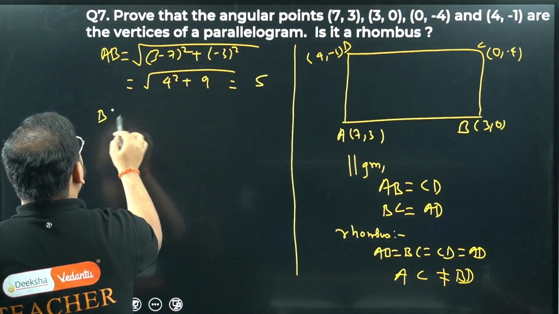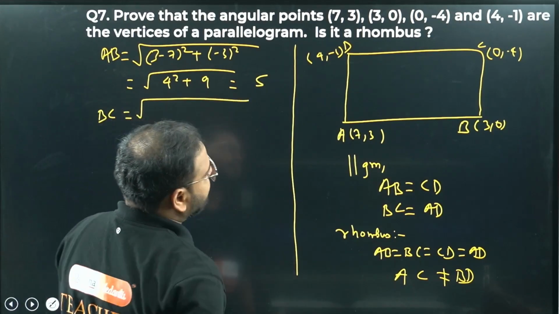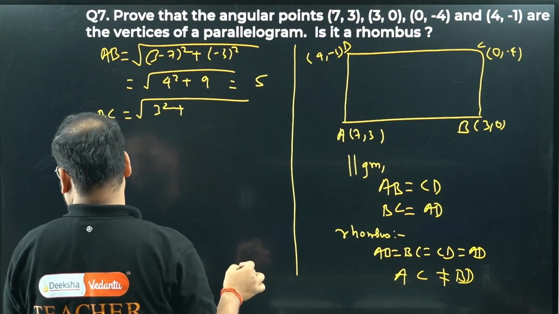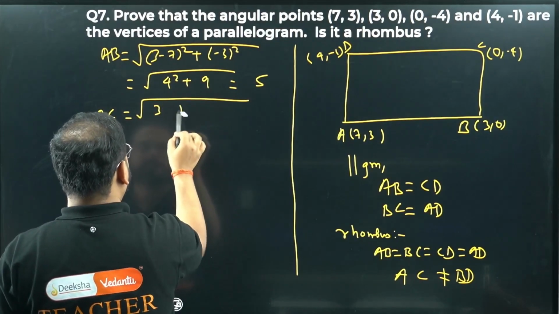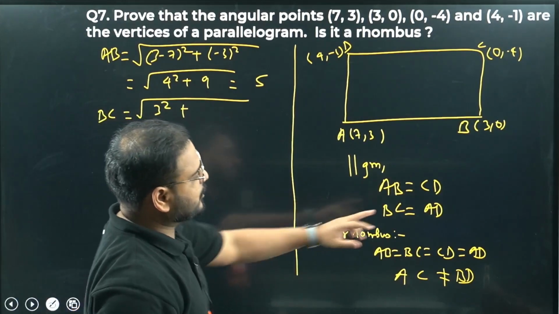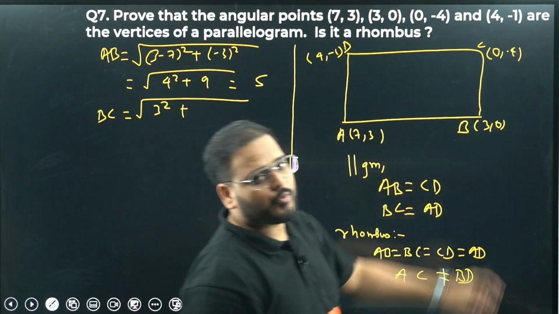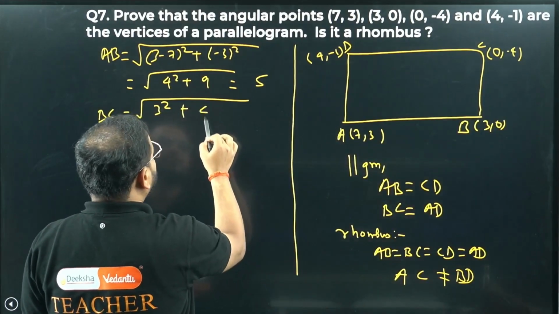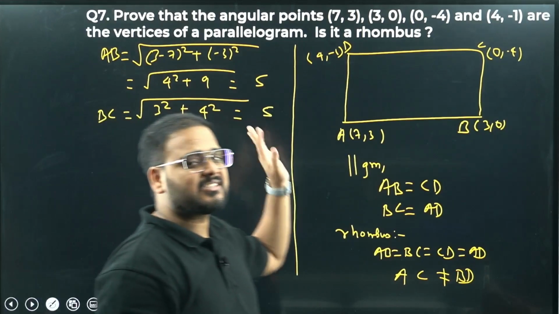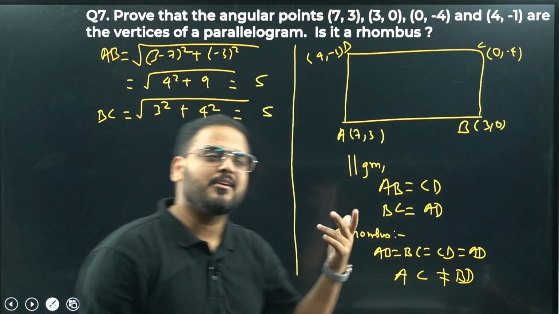What about BC? BC is 3 minus 0, so 3 square, and 0 minus 4, so 4 square. What I'm getting is 5 again. 3 square is 9, 4 square is 16, 16 plus 9 is 25. Root of 25 is 5.